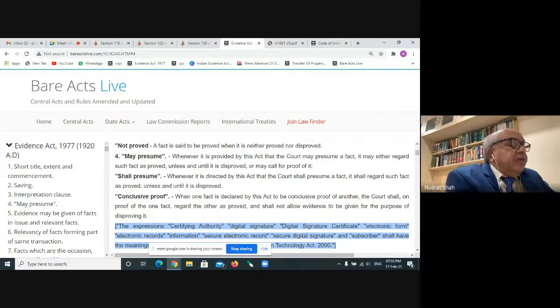In the CPC, you have read Order 11 Rule 13. Then in the Evidence Act also there is a relevant section. See the section on notice. Read 163, 162, 160, protection of document.